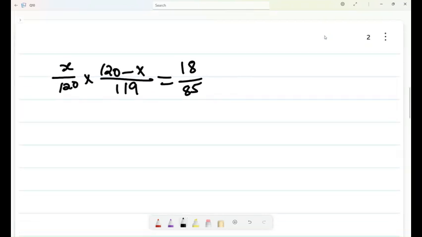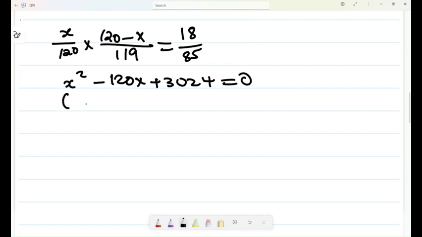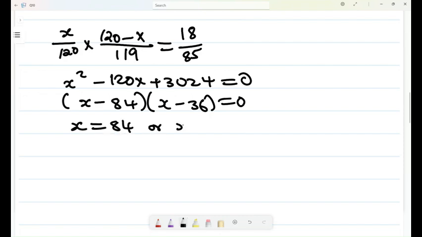You'll do your mathematical gymnastics there. As you solve, you get x squared minus 120x plus 3024, it is equal to 0. Then you'll solve this quadratically. Then you get (x minus 84)(x minus 36) equal to 0. Therefore, x is equal to 84 or x is equal to 36.